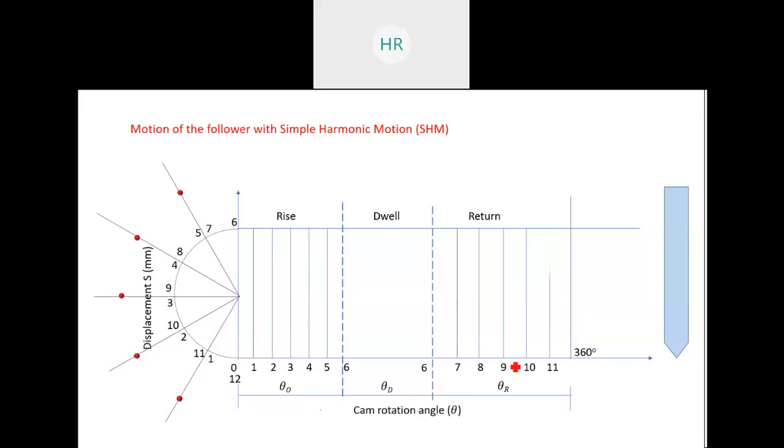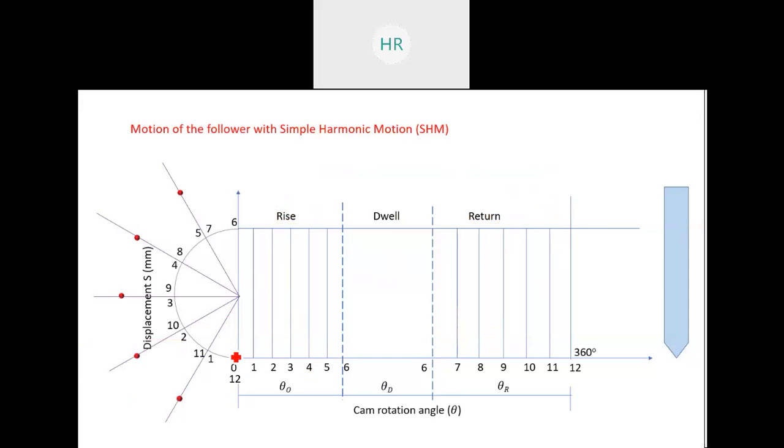Also divide this return portion into 6 parts. It may happen that the angle of rise and angle of return are different. For example, the angle of rise is 60 degrees and the angle of return may be 120 degrees. It may happen because this complete angle is 360 degrees. Out of them, 60 degrees is for rise and 120 degrees is for return. At that time, one portion will represent 20 degrees. In some examples, the angle of return and angle of rise may be the same. I have taken here the general condition.